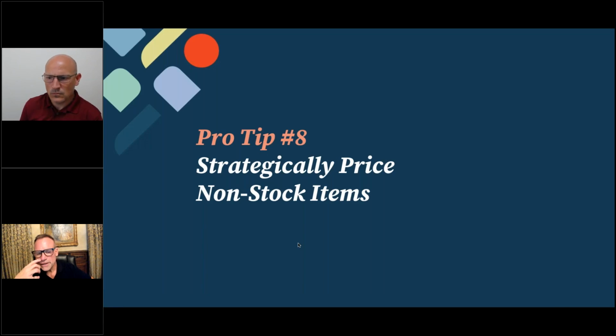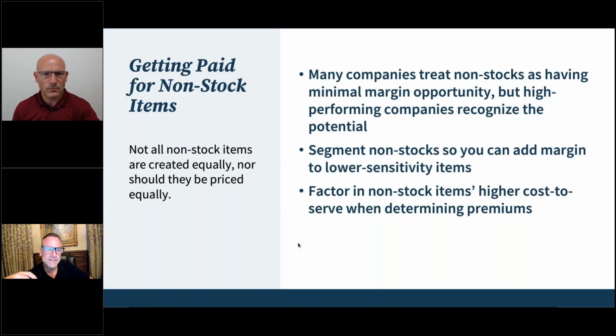So the 8th tip has to do with strategically pricing non-stock items. And a lot of distributors have really missed the opportunity to make more money with their non-stock items. So first of all, not all non-stocks are created equal, and nor should they be priced equally. In fact, a lot of companies have sort of written off their non-stocks as not being a good pricing opportunity. But the highest performing companies in the marketplace still see what the potential is. When nobody carries a product in stock in the marketplace, there's no reason to exclude that from being part of your pricing program. And from the customer's perspective, all the vendors are created equal.